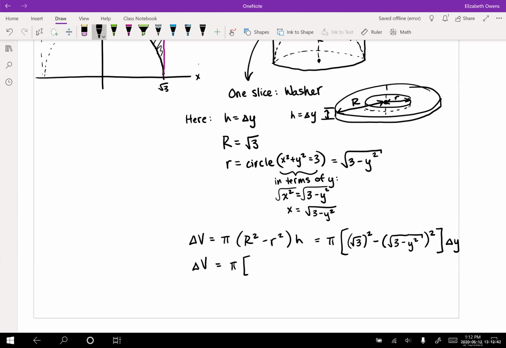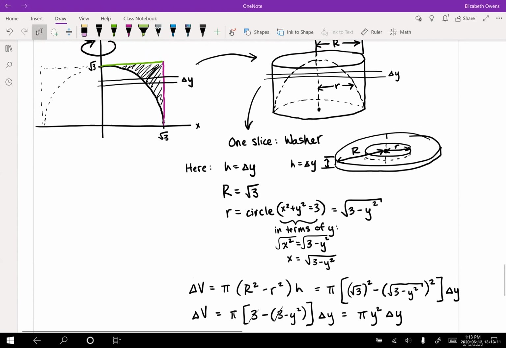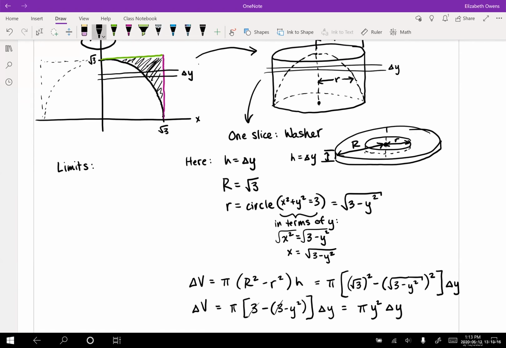Okay, so we're going to have pi, and then 3 minus, and here the square root would go away, so 3 minus y squared, delta y. And the 3's actually cancel out for us, so that's fantastic. Okay, so we get pi y squared delta y. And that one's not going to be too bad to integrate. Let's check our limits for that integral as well. So what are our limits on this? 0 to square root of 3. Yep, exactly. So y equals 0 to square root of 3, because we're going to add up these y slices all the way from the bottom, 0, all the way up to square root of 3 up top there.